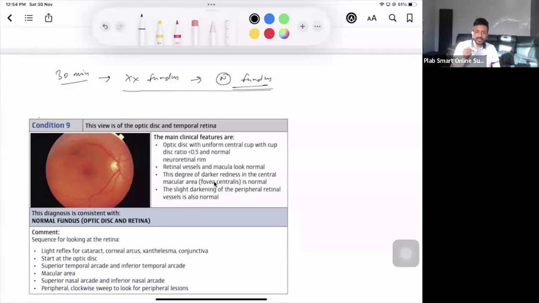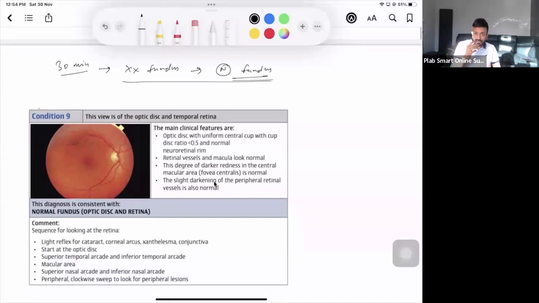And what will you get? You will get a normal fundus. Don't just say it's normal. You need to verbalize it as well. You need to tell them what you are looking for in a normal fundus. In a normal fundus, first of all, I can see the optic disc. Optic disc and cup ratio is normal. You have to mention that.